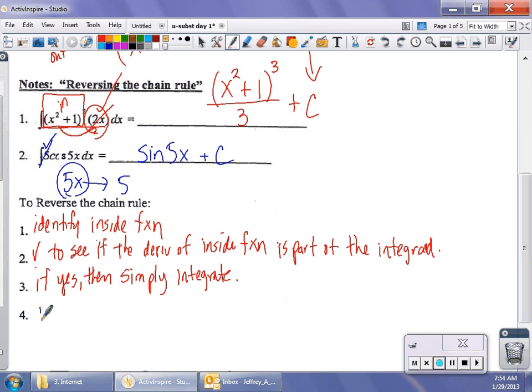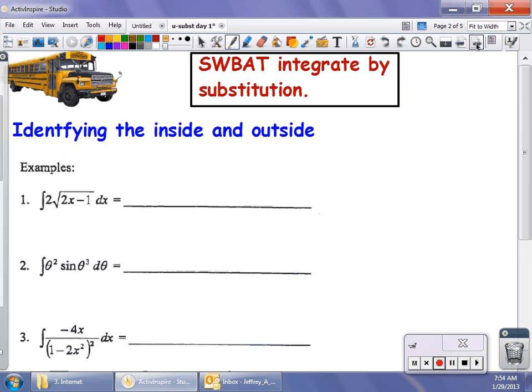Now, if the derivative of the inside function is not part of the integrand, then we have to manipulate the expression, and we'll talk about that actually in a different video. We're going to focus here mostly on the ones that don't need manipulation, maybe a little bit. All right, let's take a look at identifying inside and outside functions.